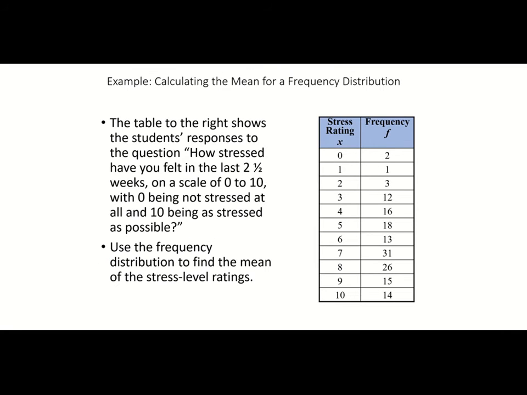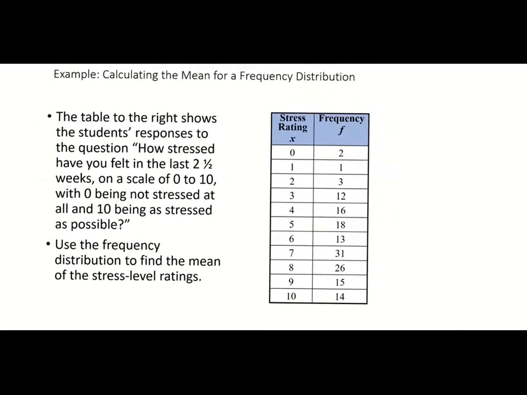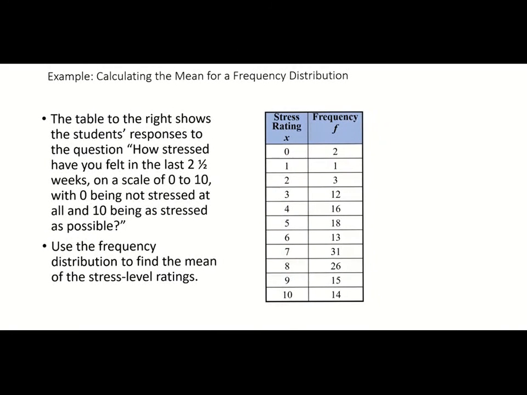So here we have a frequency distribution chart. And this table shows students' responses to the question, how stressed have you felt in the last 2.5 weeks? That's a big question, and a lot of people can relate to this. They gave a scale of 0 to 10, with 10 being super stressed and 0 not stressed at all. So they want us to find the mean stress level rating.